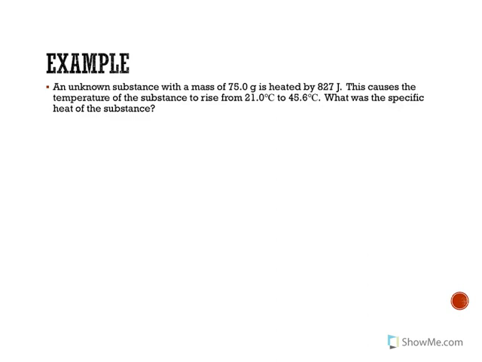Our next example here: an unknown substance with a mass of 75 grams is heated by 827 joules. This causes the temperature of the substance to rise from 21 degrees Celsius to 45.6 degrees Celsius. What was the specific heat of the substance? So a little bit different here. Let's be careful. Let's define our variables.